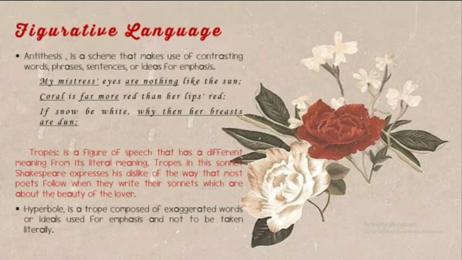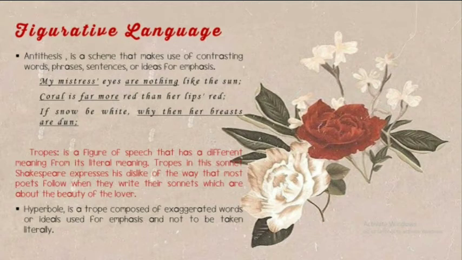Here is the example. My mistress' eyes are nothing like the sun. The poet used the word mistress as an indication of his beloved woman. And then, coral is far more red than her lips' red. It means that he says the actual red coral is literally more red than her lips.